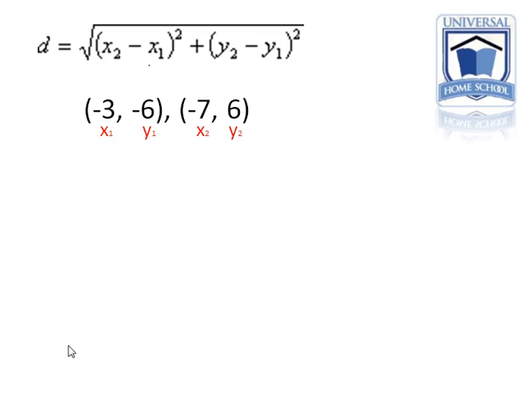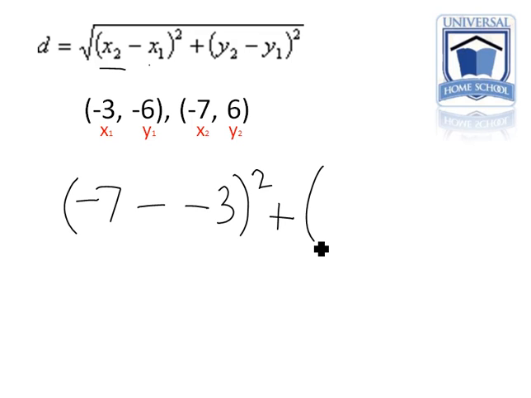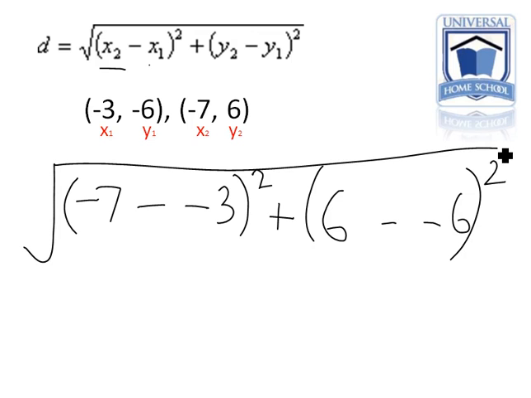Well, all we have to do is plug these numbers in to our distance formula. Okay, so let's begin. First of all, x2, which would be -7, take away x1, which would be -3, all in brackets, squared, plus, in brackets again, y2 would be 6, take away y1, which would be -6, all squared. And it's all square root of.